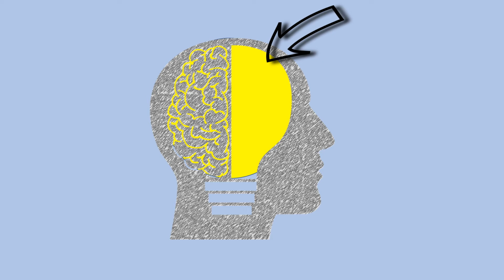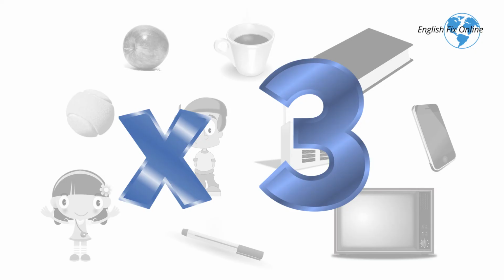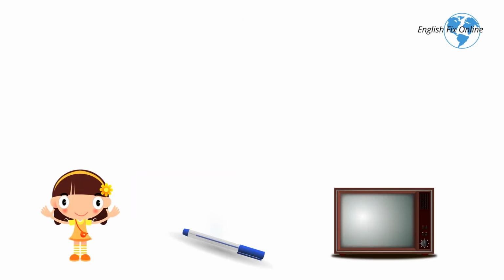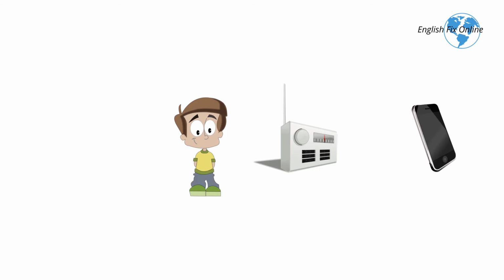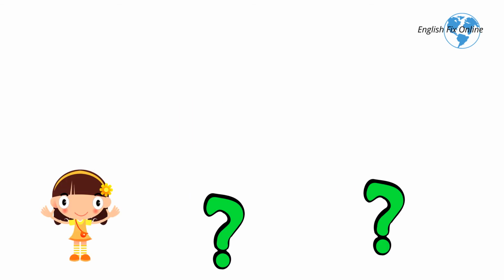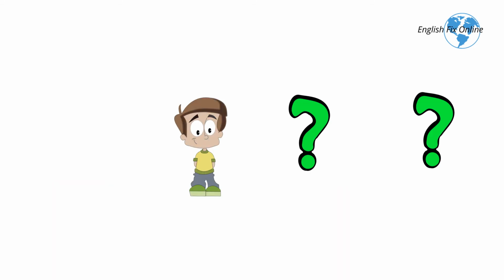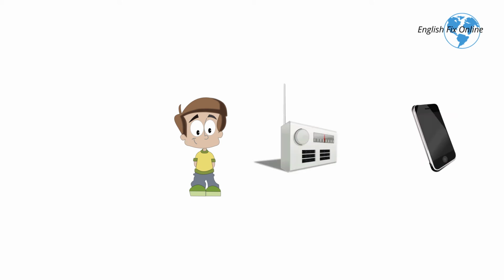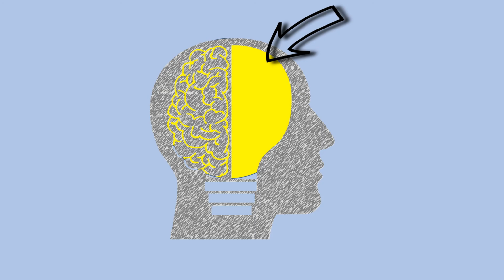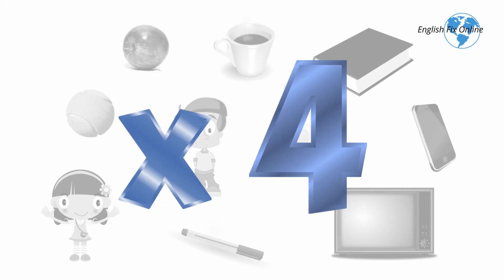Now try to remember three things together. The girl, the pen, and the TV. The boy, the radio, and the phone. The girl and the what? The girl, the pen, and the TV. The boy and the what? The boy, the radio, and the phone. Well done. Now try to remember four things together.